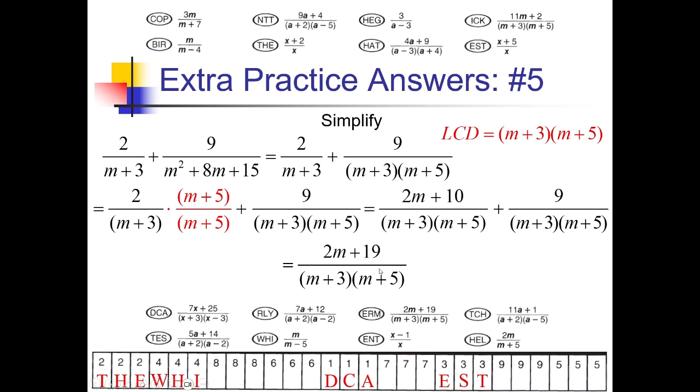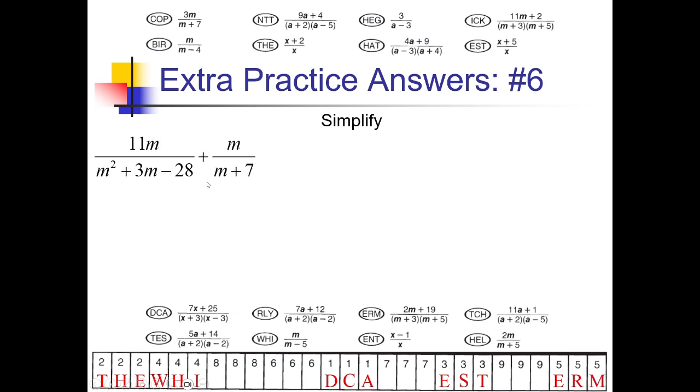Taking a quick look just to be sure, there's no common factors I can pull out of 2m or 19, so I'm just going to leave that the way it is then. And that is going to be, let's see where I can find that, right here, ERM. So the ERM then is going in spot number 5, ERM.